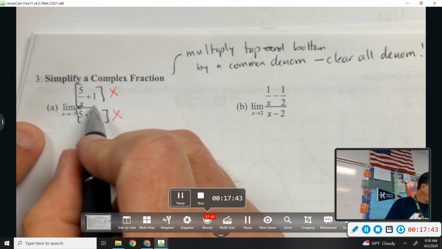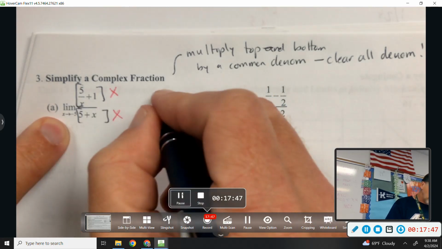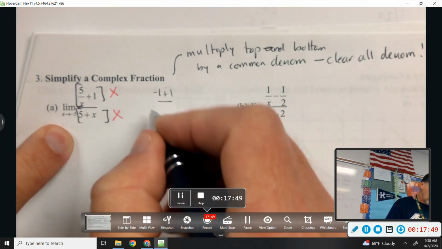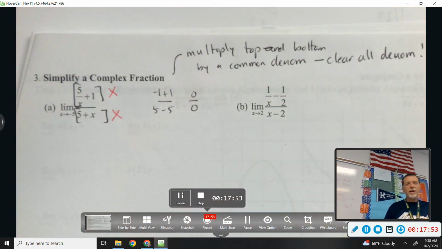So if I plug in negative 5, I would get negative 1 plus 1 over 5 minus 5. I'm intentionally not writing equal signs. So yeah, that one doesn't work. Again, I'm probably going to slip up and not do that because I know that they're not going to work. But I should try substitution first every time.